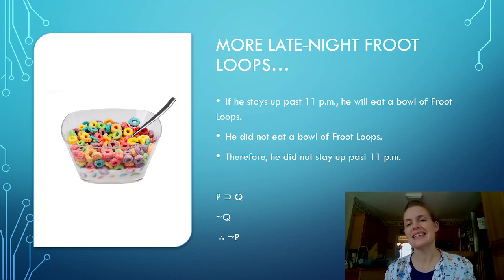But here we're going to deny the consequent. He did not eat a bowl of Fruit Loops. Therefore, he did not stay up past 11 p.m. If P then Q, not Q, therefore not P.